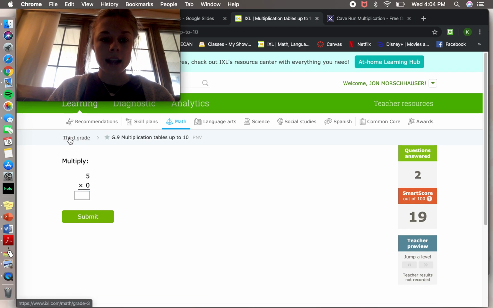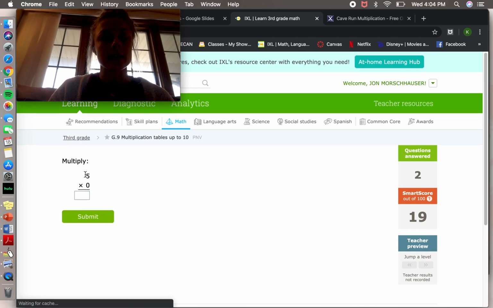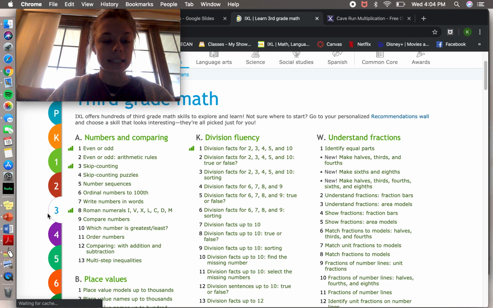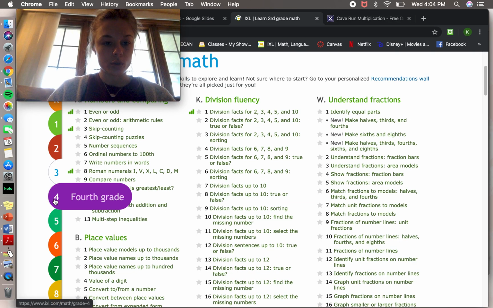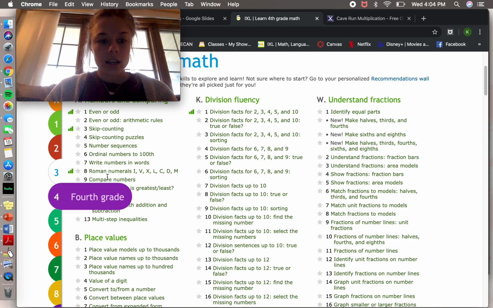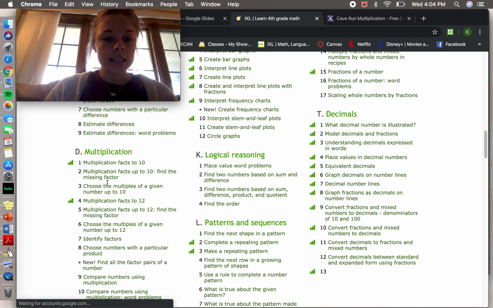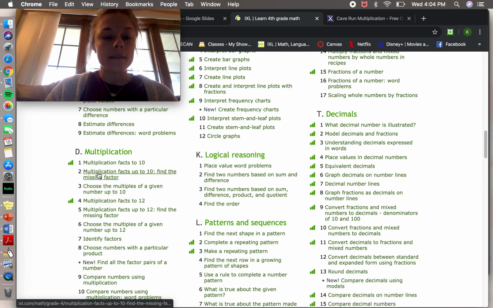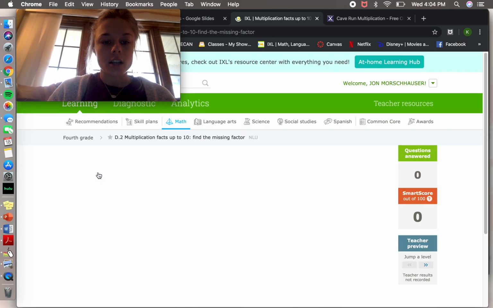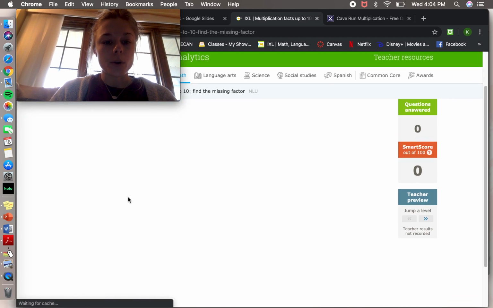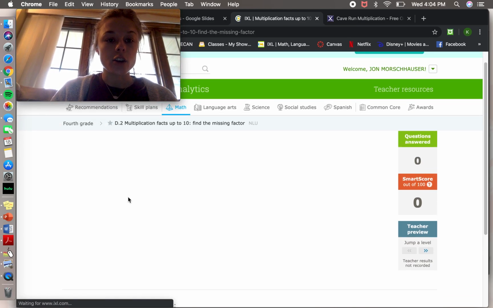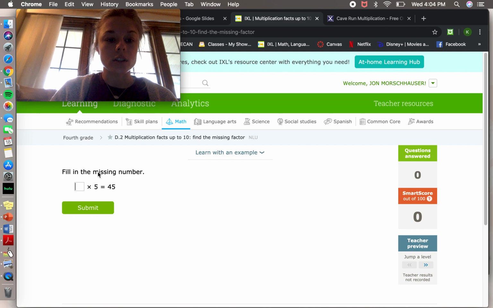And then another IXL that I have for you to work on is in fourth grade, and it is D2. So fourth grade and then D2. It's another multiplication one, but this time you are going to be filling in the missing factor. So you will have a problem where you know the answer and you know one of the factors, and you have to figure out the missing factor.